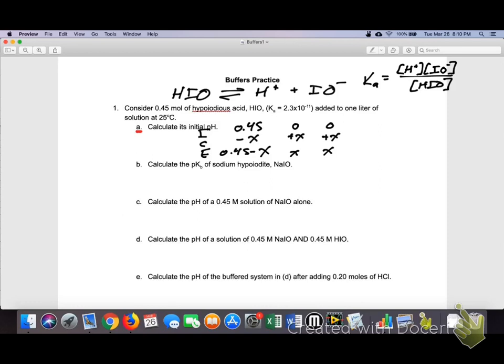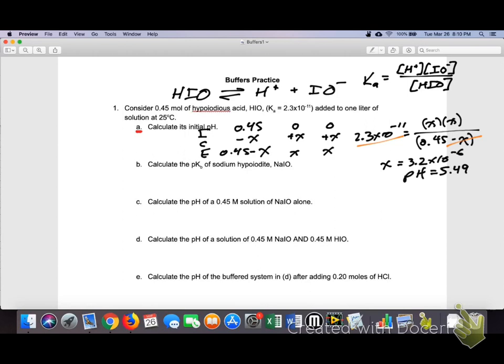And so just continuing my Ka expression now with these values, I can write it as 2.3 times 10 to the negative 11 equals x times x, or x squared, over 0.45 minus x. And of course, that 2.3 times 10 to the negative 11 means it's a very weak acid, and so that change of x is going to be completely negligible compared to the 0.45, and so I can cross that out and ignore it.